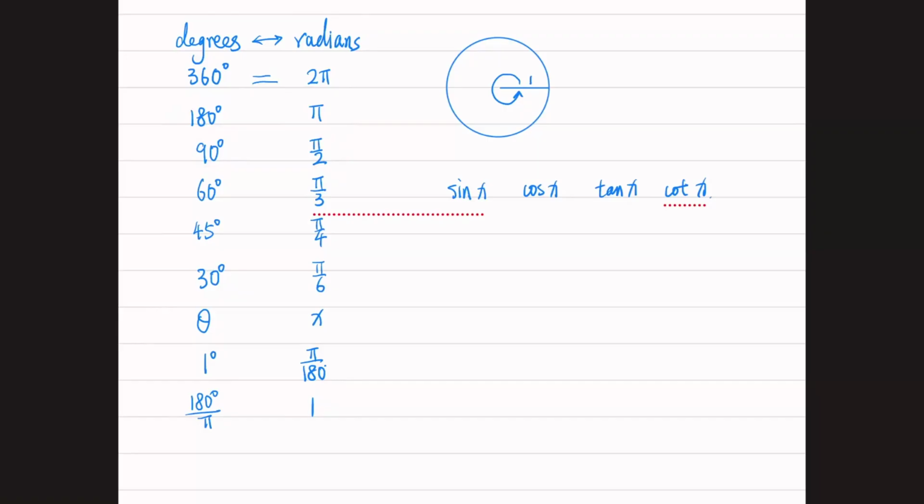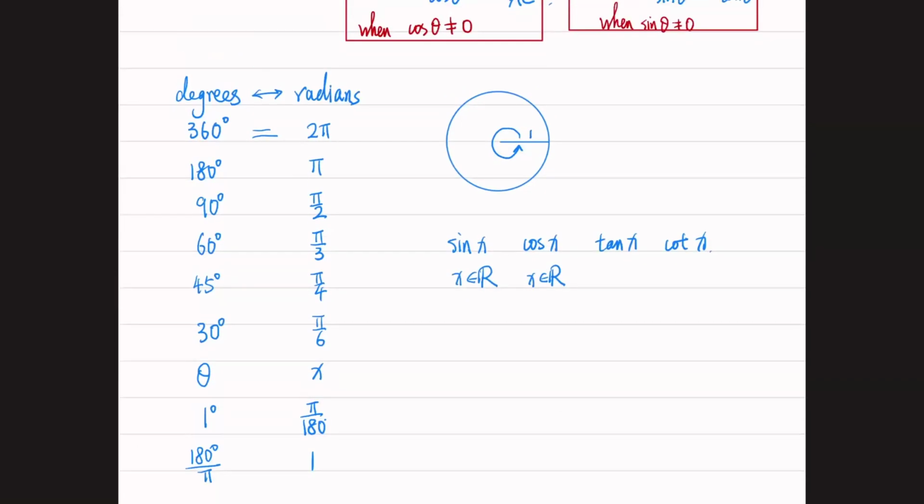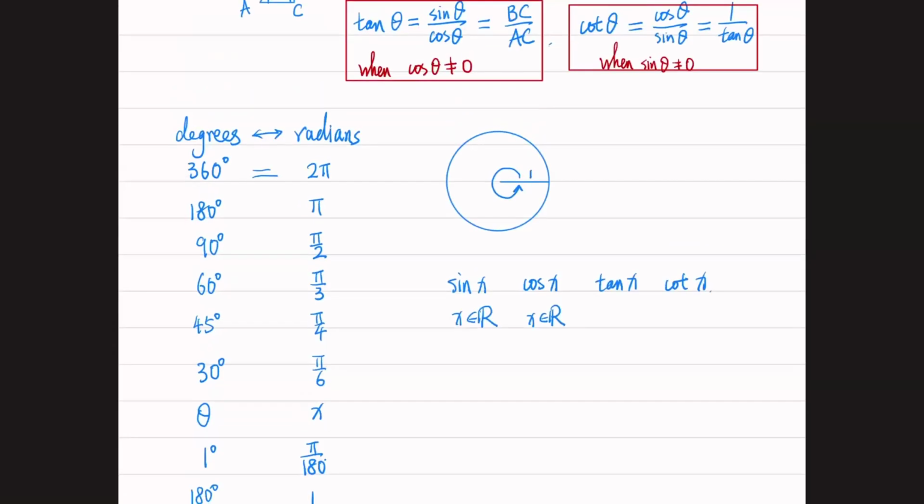Now for the sine function, x is all real numbers. Cosine x for all real numbers. However, for tangent, cosine is not 0.